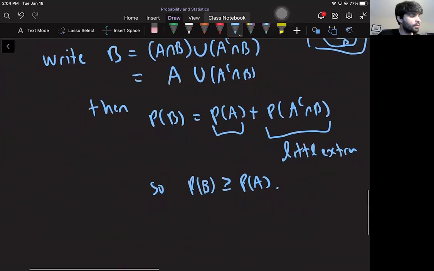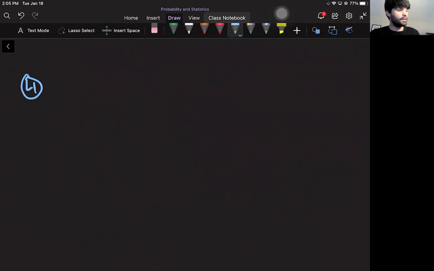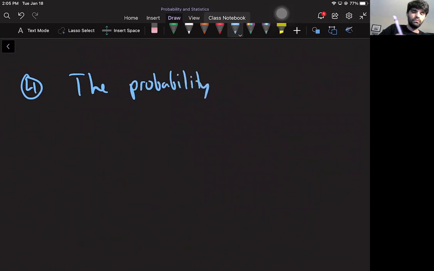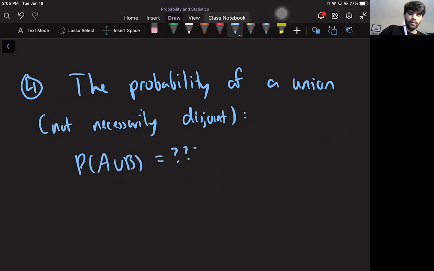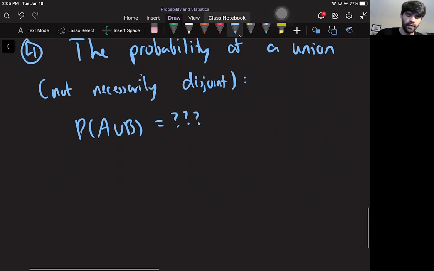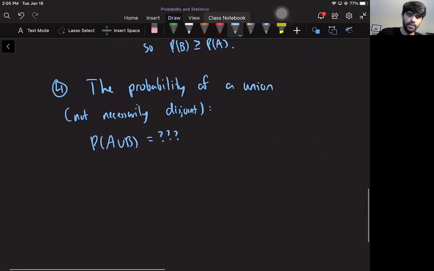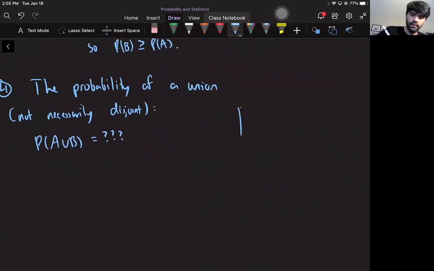So what else? So now probably the most important one is the probability of a union where they're not necessarily disjoint. So I want to find a formula for this thing in general. So before I prove it explicitly, let's do the visual. The visual representation is actually pretty nice and makes it pretty clear.